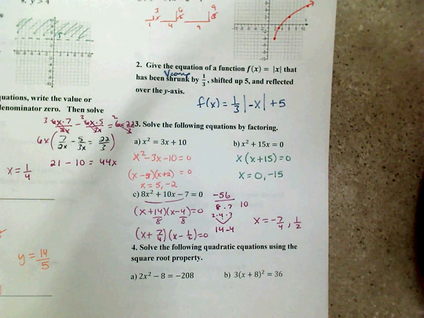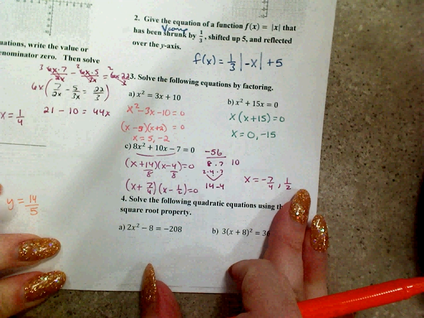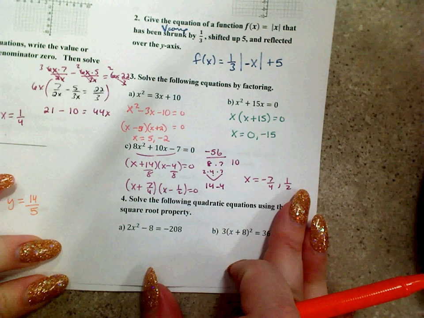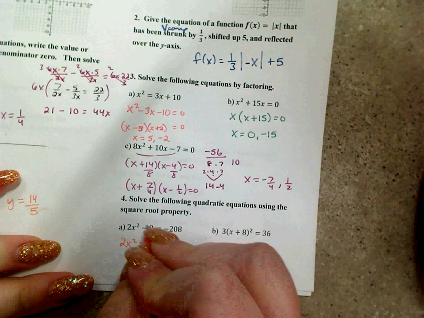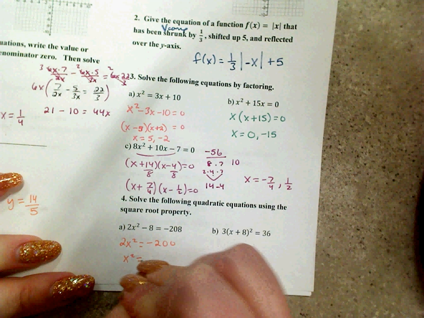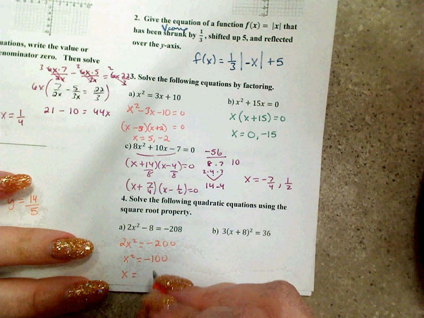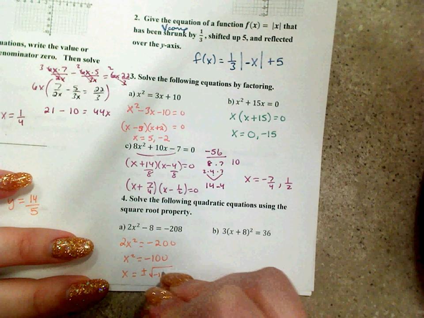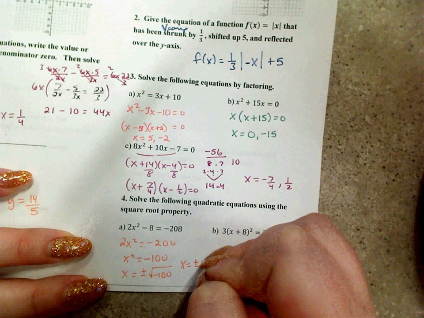When it says the square root property, it means like use a square root to undo the square. So we're just going to solve. So 2x squared equals, we're going to add the 8 over, which makes it negative 200. We're going to divide by 2, which makes it negative 100. We're going to take the square root, and when you take a square root, there are two answers, plus and minus the square root of negative 100, which means x equals plus and minus 10i.